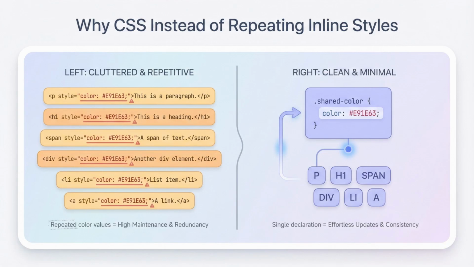When you need to apply this same style, say a color, to multiple elements, writing it inline on each one gets tedious fast. Imagine changing that color later and having to update it in 10 different places. This is exactly why we use CSS. It lets you define a style once and apply it everywhere it's needed.